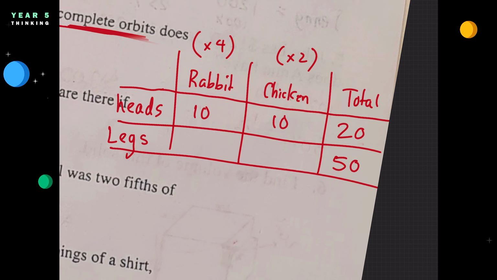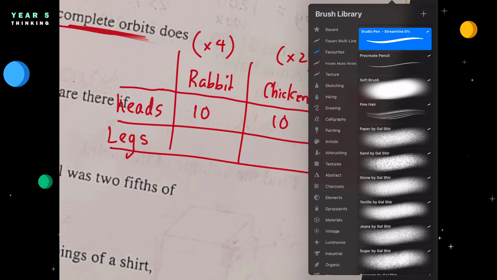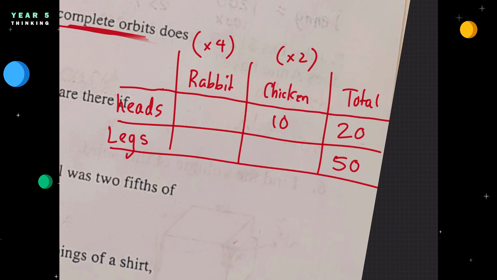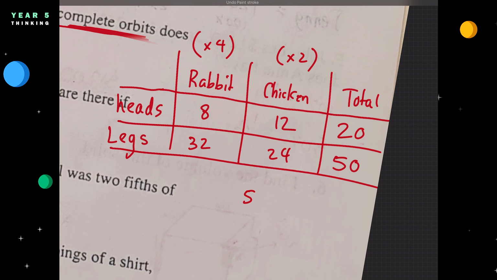So instead of 10 rabbits, let's do maybe 8 rabbits, or 6. I think one of them should be 7. I'll try 8 first. If we had 8 rabbits, how many chickens do we have? We got 12 chickens. Now 4 times 8 will be 32. 2 times 12 is 24. If you add them together, you'll get 56. Still too big, so no.